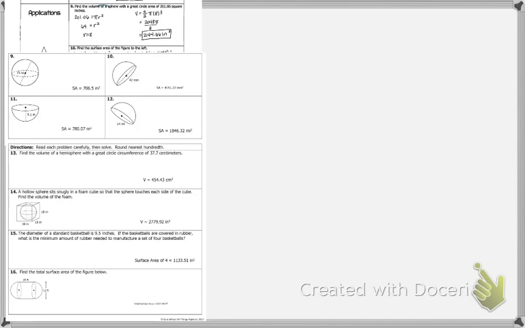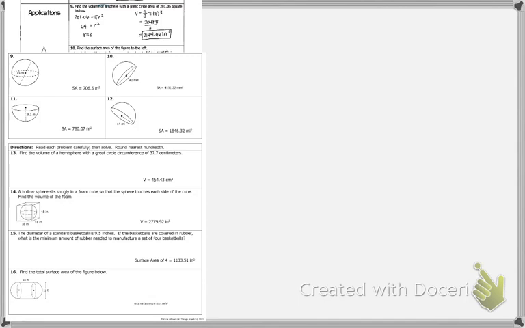Alright, we're working on number 14 now. I'm just going to give you the formulas. You guys have to do the math, alright? They're talking about a hollow sphere. Sits snugly, which means it touches the walls of the cube. So it tells you it's a foam cube, so that the sphere touches each side of the cube. Find the volume of the foam.